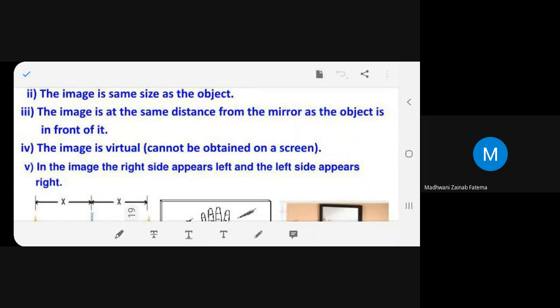Now the image is virtual. What does that mean? It cannot be obtained on the screen. Virtual. We think it is there, but it is actually not on the screen. So that is called virtual. The image is not real. What is the opposite of virtual, beta? Real. Do you understand now? Yes, ma'am.